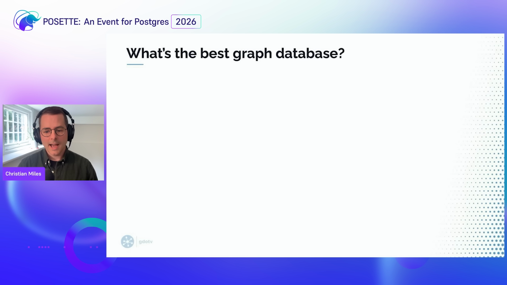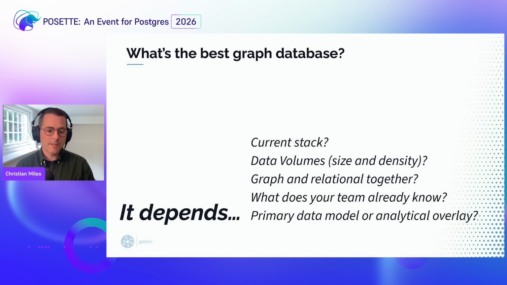Now, the next question I get asked after seeing all these databases is, which is the best one? And I'm going to give you a classic engineering answer. It depends. It depends on your current stack, your data volumes, whether you need graph and relational data together. One underestimated consideration is, what does your team already know? Familiarity with a query language or particular technology or stack is important. And then the final thing I'll mention in terms of the considerations here is, is this your primary data model, or is it an analytical overlay on top of existing stores? These are all different requirements.